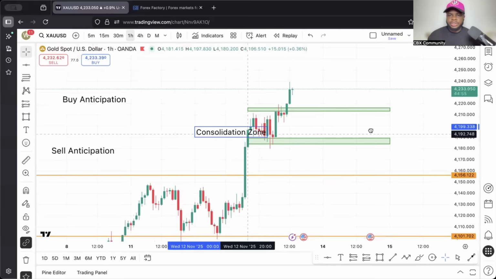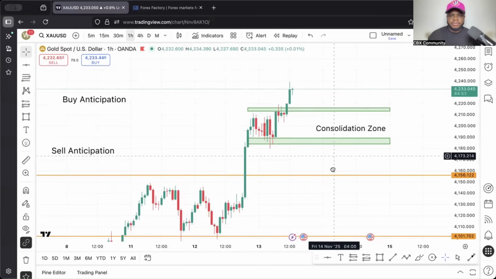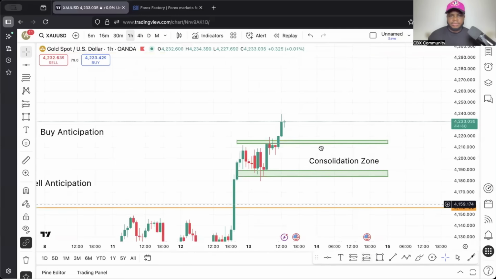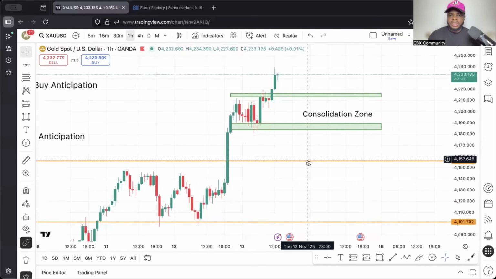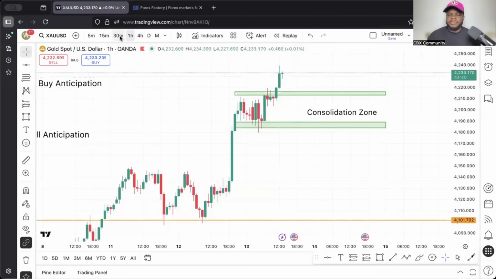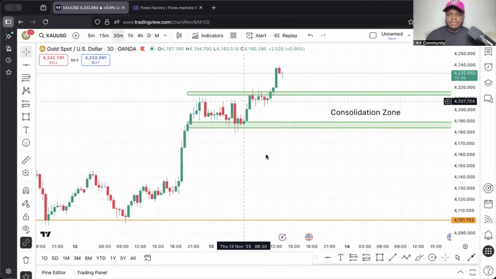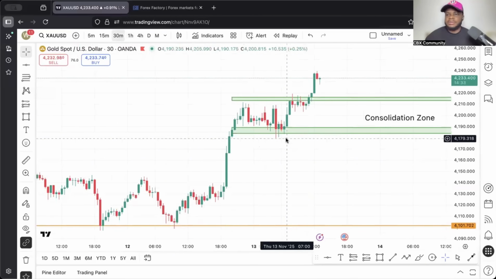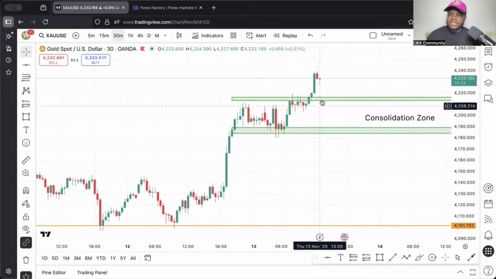So this is the consolidation zone over here. We don't need this line. So let's go to the 30 minutes time frame. As you can see, the 1 hour candle formation is still the same thing with the 30 minutes candle formation, which we are able to identify our support zone over here and we are able to identify our resistance zone over here. So from this resistance zone to this support zone is being considered as a consolidation zone.